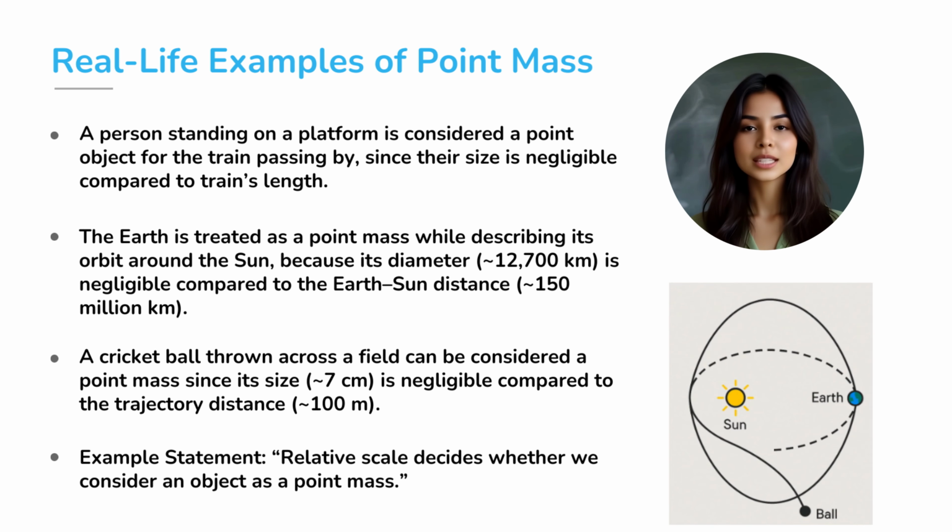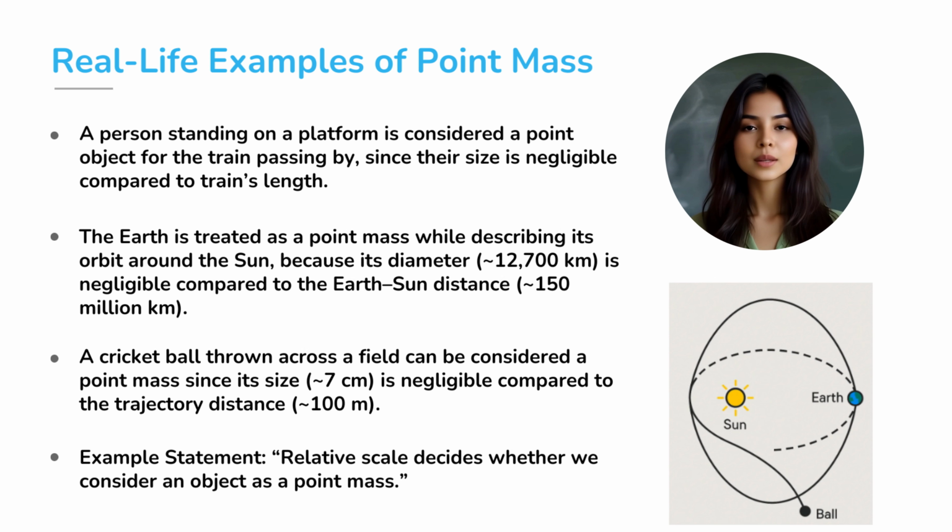Let's see some classic illustrations. Imagine a person standing on a railway platform. For the train passing by, that person can be considered as a point object, since the person's height and width are negligible compared to the length of the train.